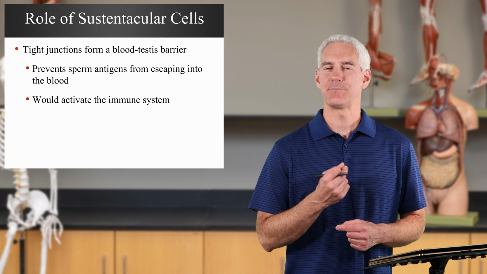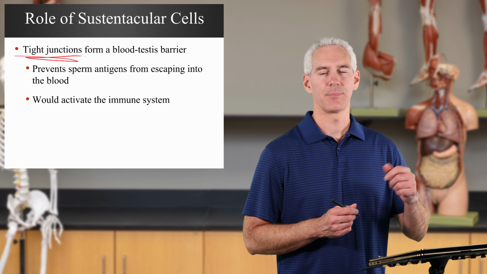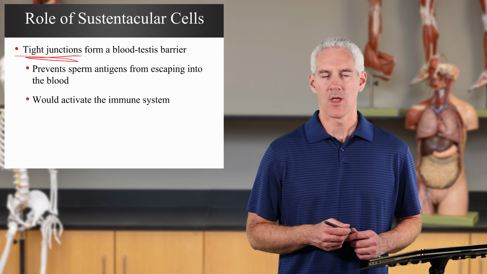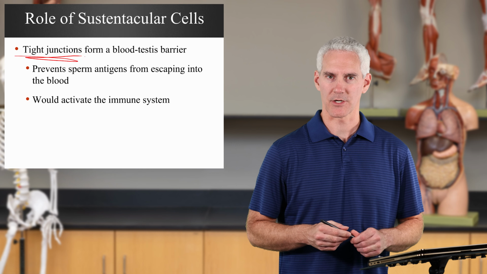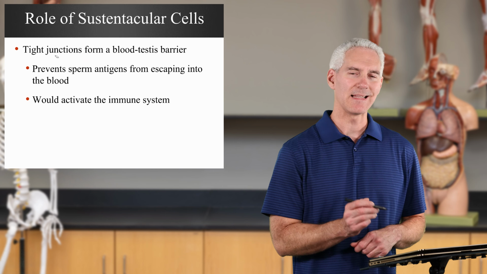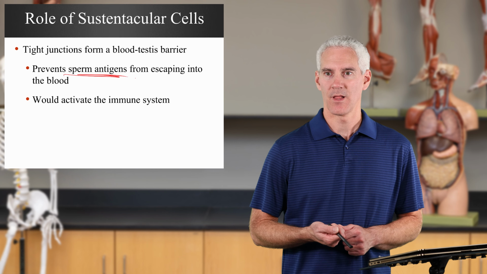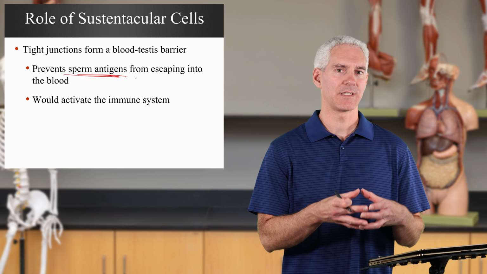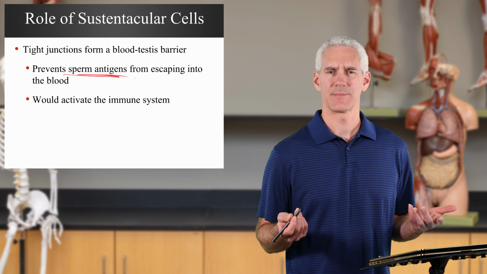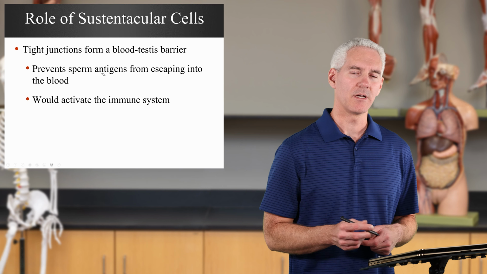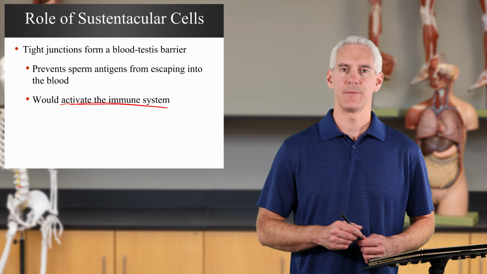But probably the most important aspect is the tight junctions that form the blood-testes barrier. The sustentacular cells form tight junctions all the way around the entire structure. This prevents any of the sperm antigens from getting into the bloodstream. They're all contained only in the testes, only where they're being produced. You might say, well, who cares? Why does it make a difference? Because those sperm antigens would activate the immune system.